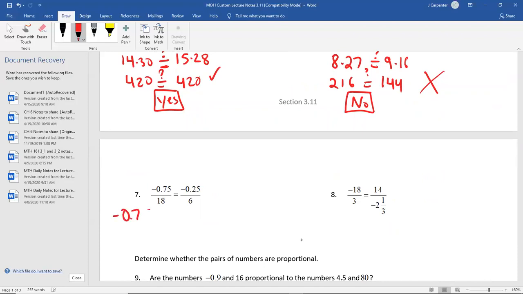So we take the negative 0.75, don't forget the sign, times the 6. So that's the top left times the bottom right. We're saying, is that the same as the 18 times the negative 0.25? So 0.75 times 6 is 4.5. A negative times a positive, those are opposites, so negative. We're saying, is that the same as? And then 18 times 0.25 is going to be 4.5. And a positive times a negative is a negative. And we have negative 4.5, negative 4.5, so yes. Those are proportional.